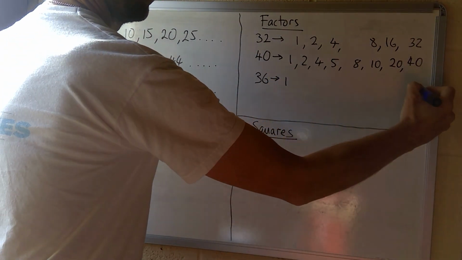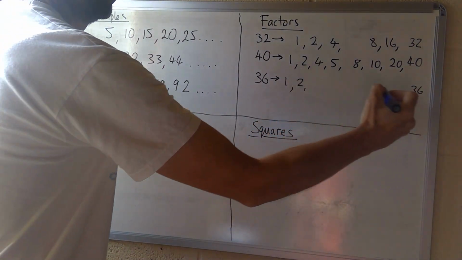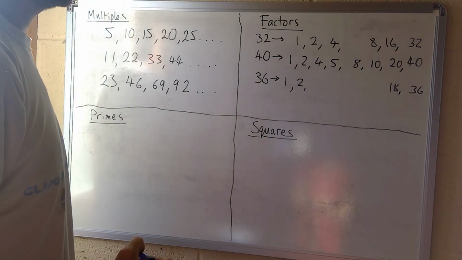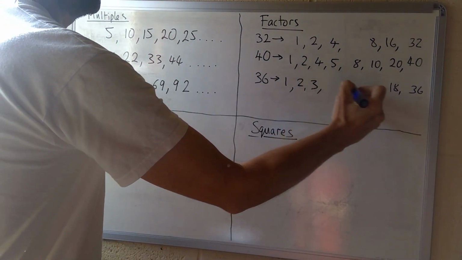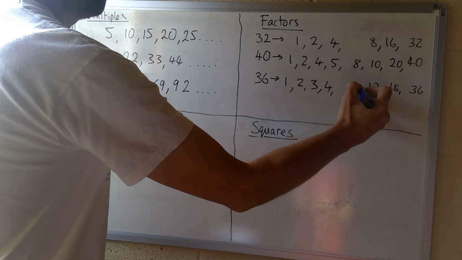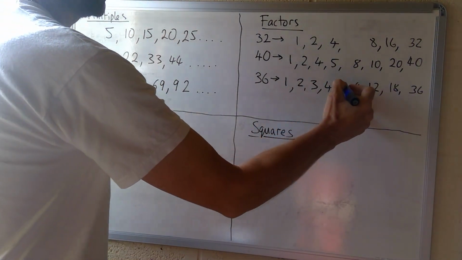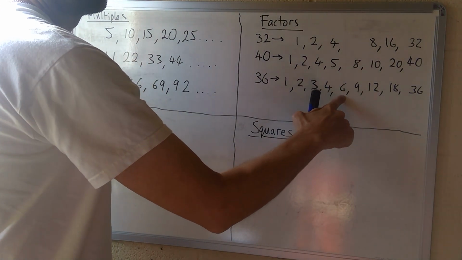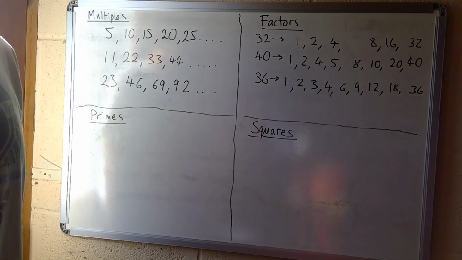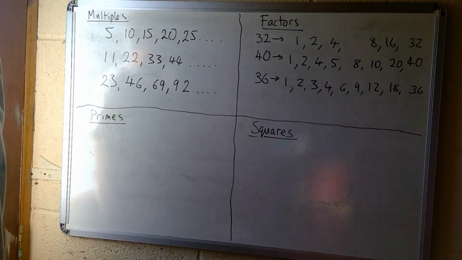36, we'll start with 1 and 36. 2 and 18. 3 and 12. 4 and 9. And then we've got 6, which multiplies by itself to make 36. Which brings me nicely on to squares.